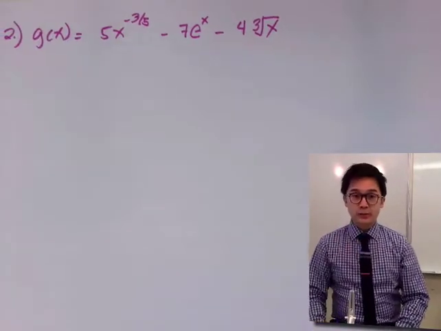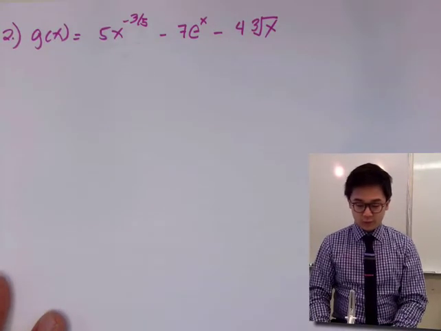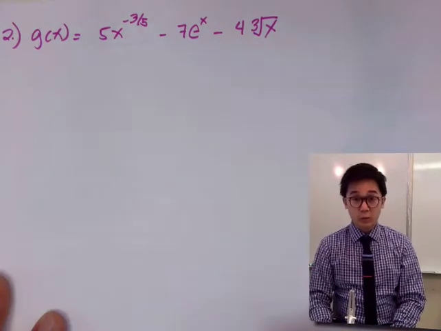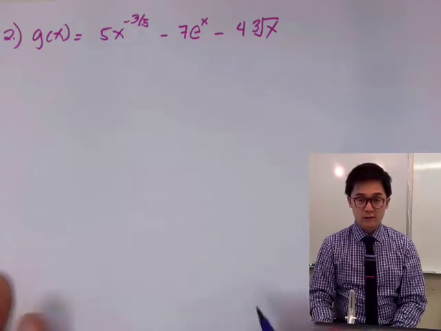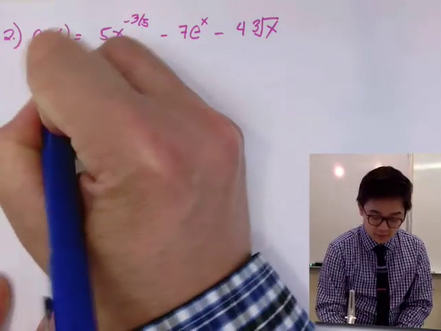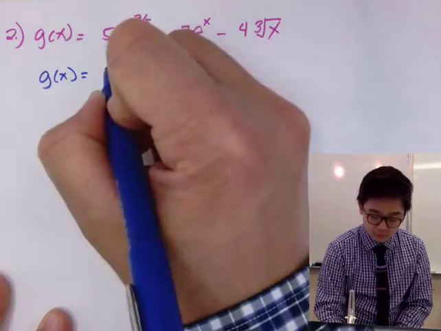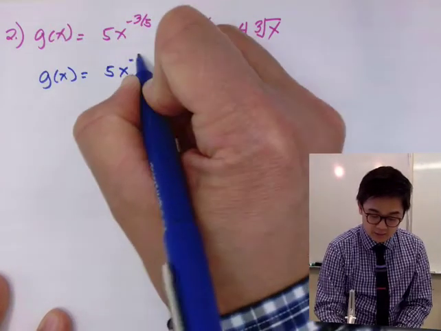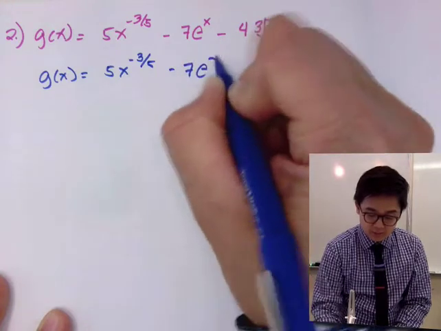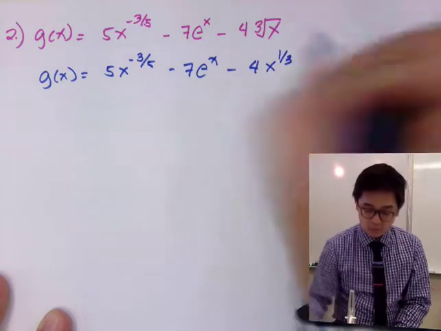In example number 2, we are going to be using the power rule once again, but before we can use that, let's change our square roots or the cube roots into fractional exponents. So we'll have g of x, so instead of using g of x in this form, we can use 5x to the negative 3 all over 5 minus 7 e to the x minus 4x to the 1/3.